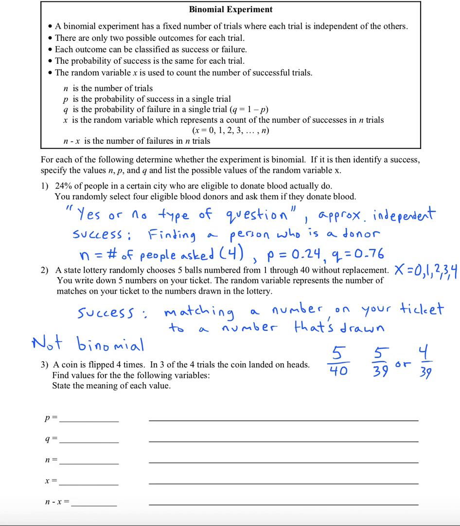All right, here's another one. A coin is flipped 4 times. In 3 of the 4 trials, the coin lands on heads. Find the values of all the following variables and state the meaning of them. All right, so this is a binomial experiment. Coin tosses are independent, and they have the same chance of occurrence. And that's what we want to write down for P, the probability of success. So it's a 0.5 chance. And the way the question is written here, I'm going to call a success heads. Q will be 0.5, the probability of failure.